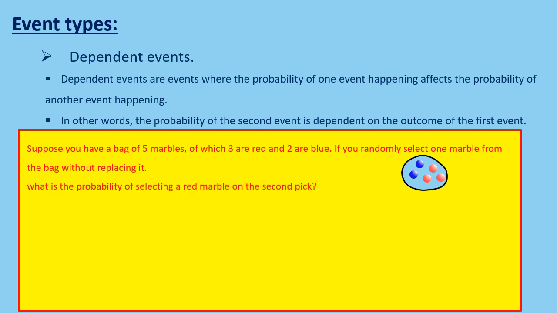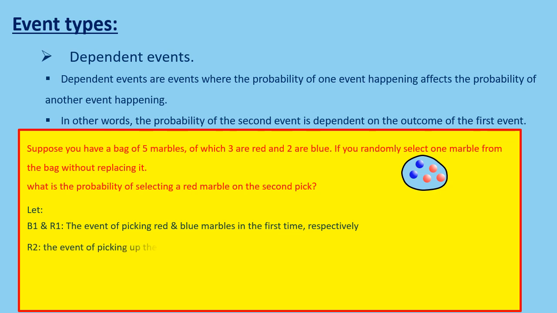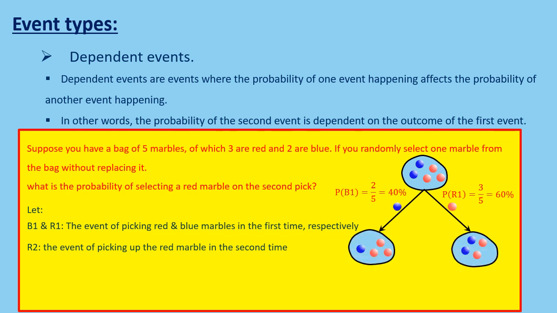To begin, we will define the events we will be working with. Let B1 and R1 represent the event of picking blue and red marbles the first time, respectively, and R2 represent the event of picking the red marble the second time. As shown in the drawing, the probability of event B1 is 40% and the probability of event R1 is 60%. However, the probability of event R2 is determined by the outcome of the first pick.